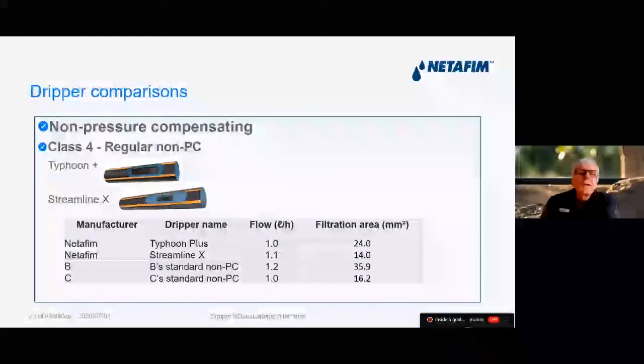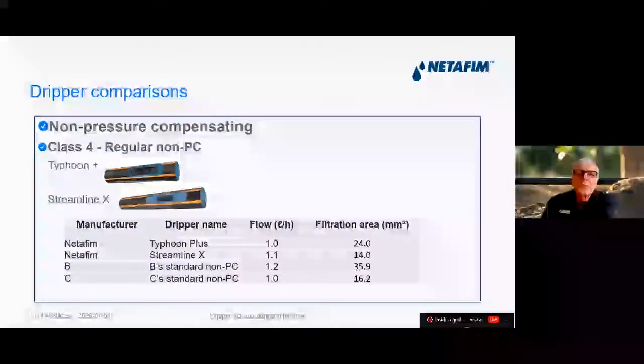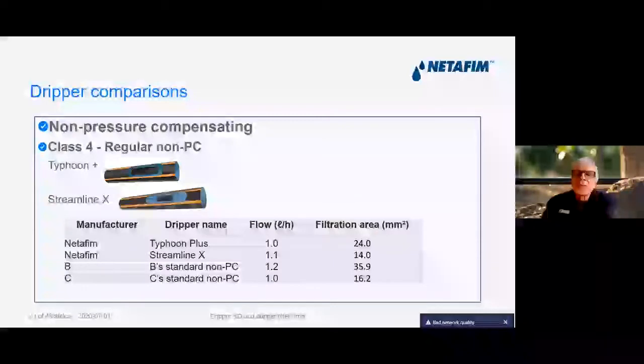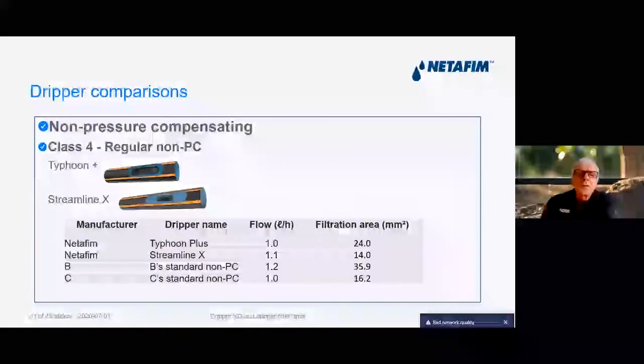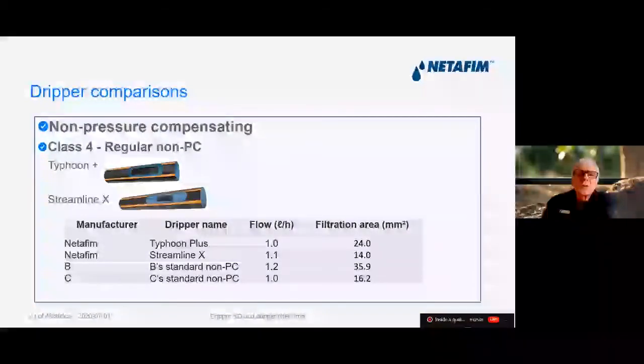Then we have a look at our regular non-pressure compensating dripper. We've got the Typhoon Plus, which has got 24 square millimeters. Streamline X has got 14. And then manufacturer B has actually got a larger filtration area. And then filtration C has got 16 square millimeters. So you can see competitor B, 35 square millimeters. That specific dripper is quite a bit bigger in size than the Typhoon Plus.